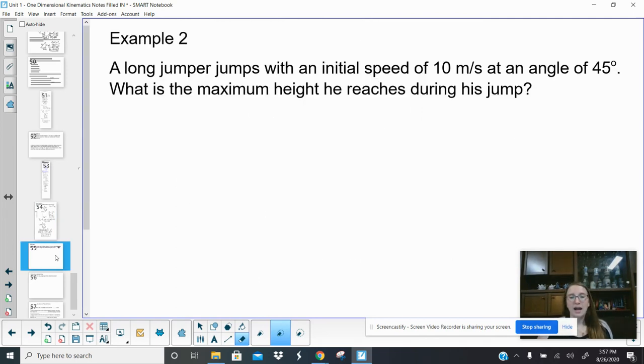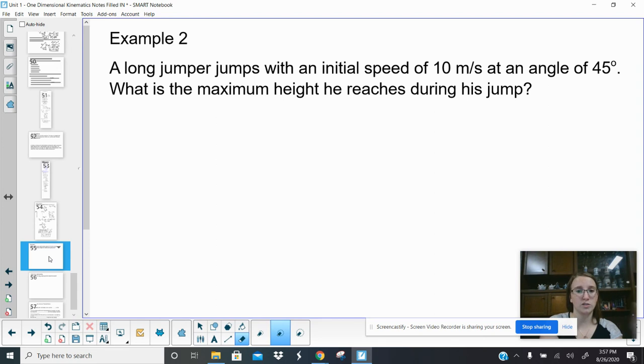Okay, so I'm going to have you guys try this one. I'm going to help you get it set up, and then this is the last one you are going to do. So the long jumper jumps at an initial speed of 10 meters per second at an angle of 45 degrees. What is the maximum height he reaches during his jump? So to start with, every single time, we're going to need to break this down into our X and Y components. Go ahead and try that based off what we did in class today.